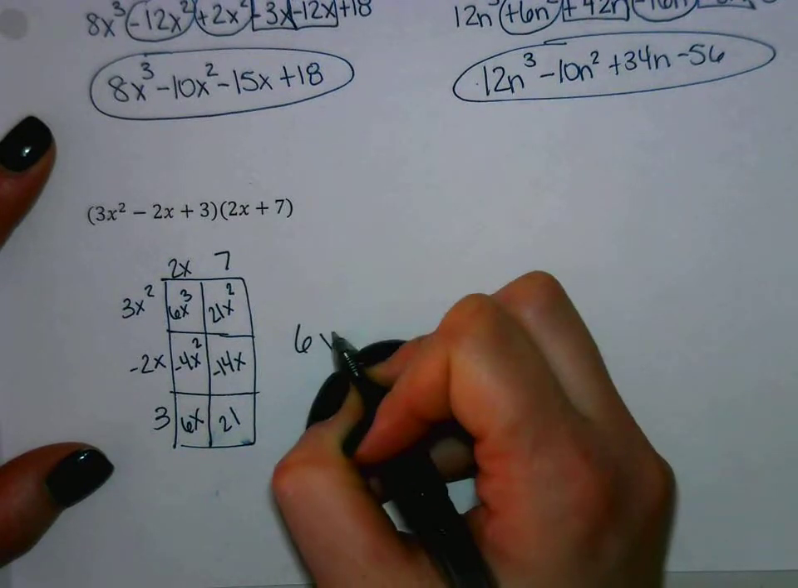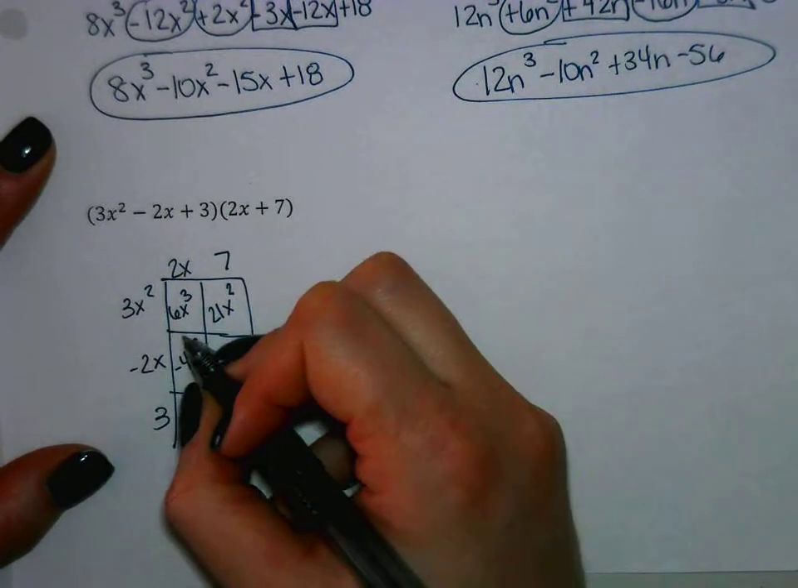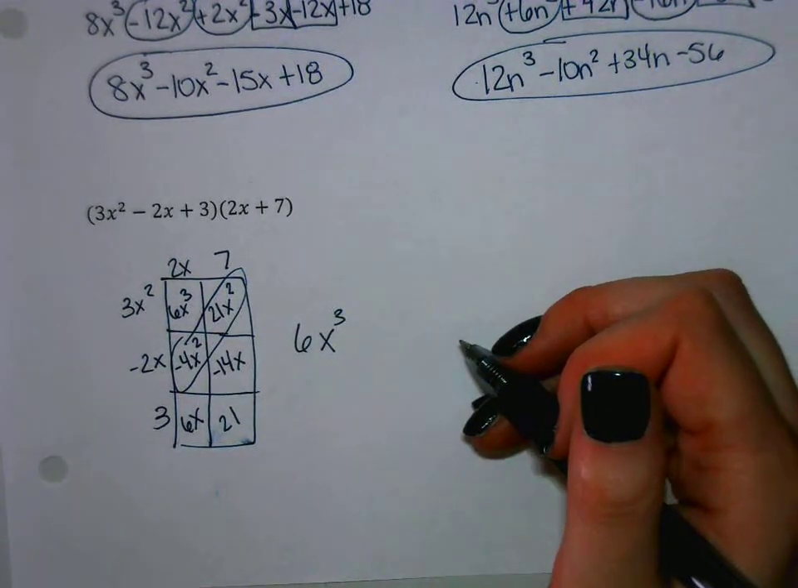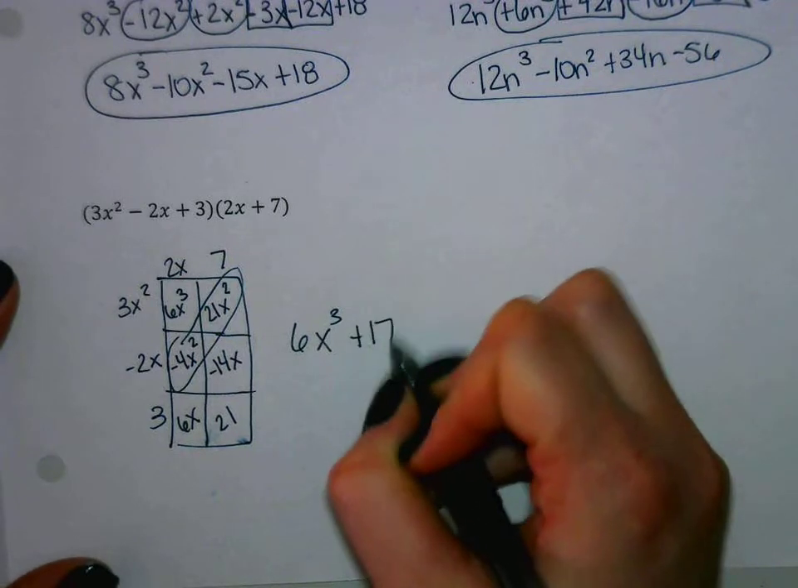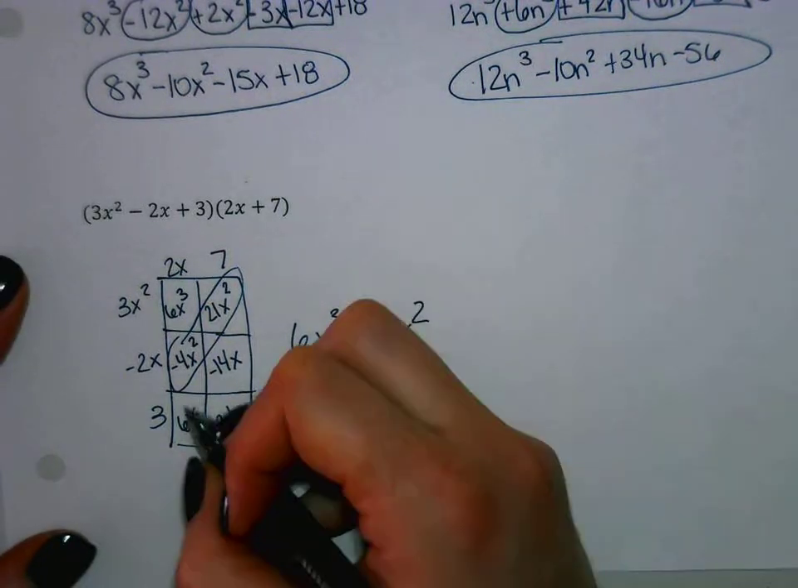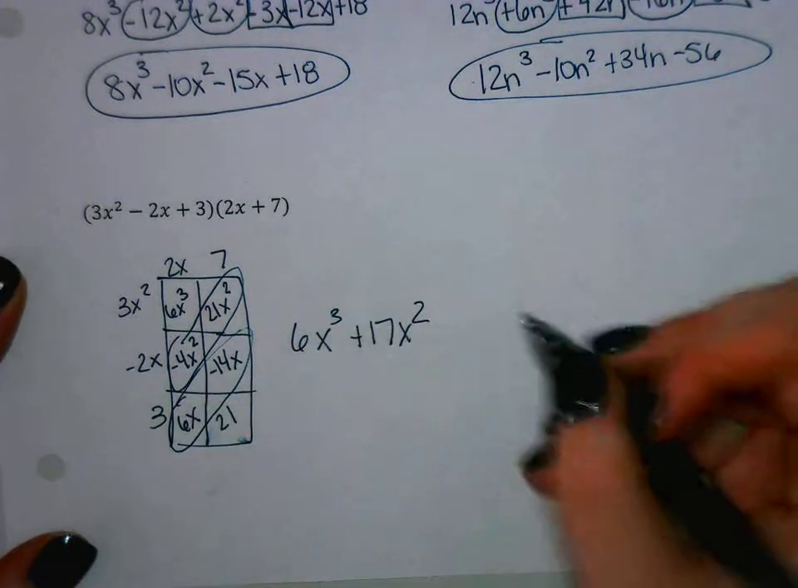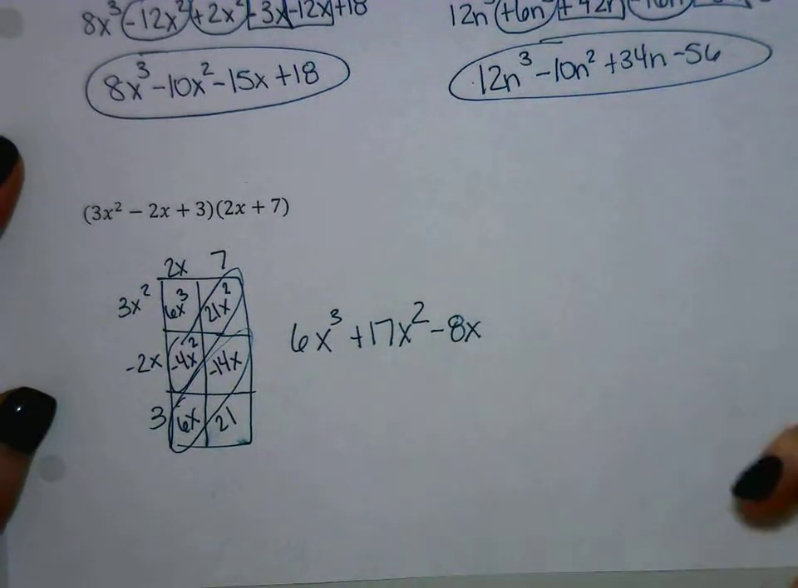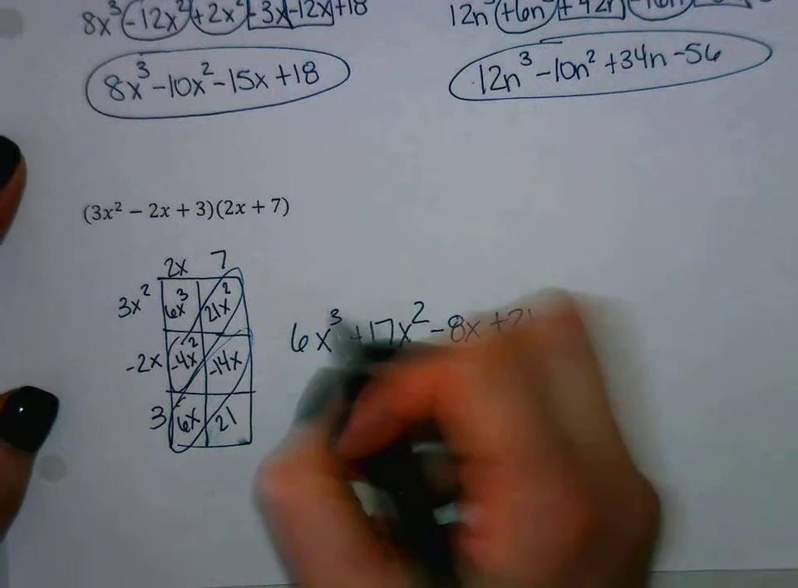So if we combine our like terms, we have a negative 4x squared and 21x squared. So negative 4 plus that positive 21 leaves us with a positive 17x squared. Then we have 6x and a negative 14x, which combine together to be negative 8x. And then our positive 21.